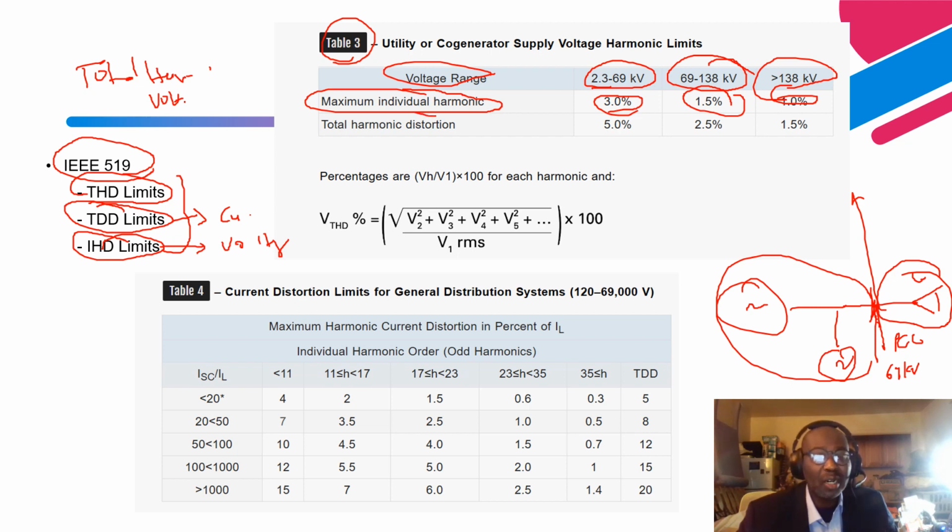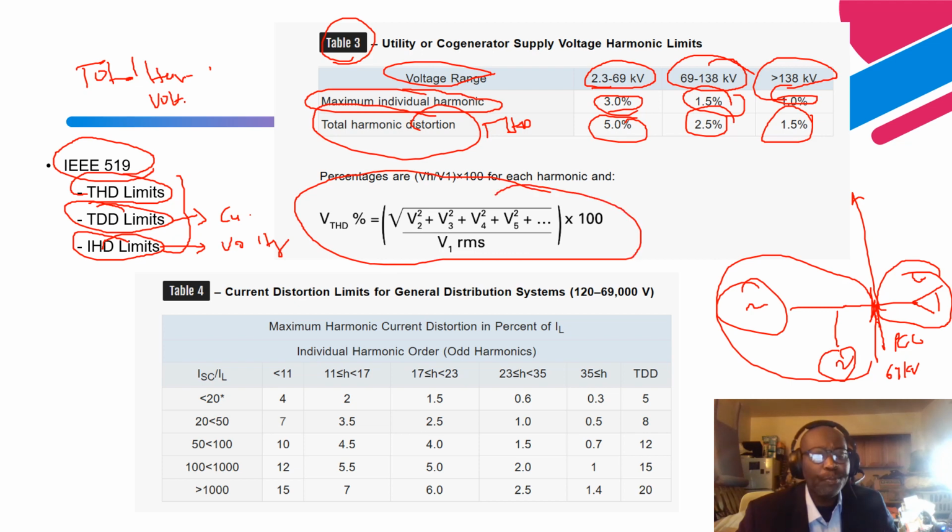Then your total harmonic distortion, THD, for voltage range between 2.3 kV to 69 kV should be 5%. And between 69 kV to 138 kV should be 2.5%. And greater than 138 kV should be 1.5%.